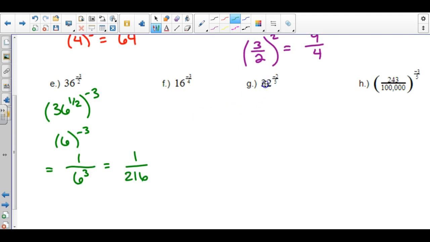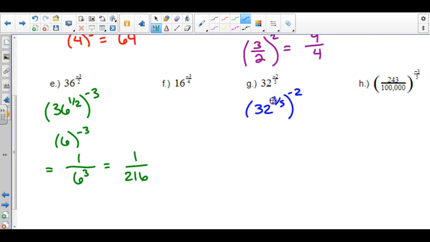So in this last example, we're going to do the same type of process. So I'm going to break apart this exponent, rewrite this as 32 to the power of 1 over 5. And then on the outside, I have negative 2. And again, recognizing that the 1/5 times the negative 2 gave me the original power of negative 2/5.